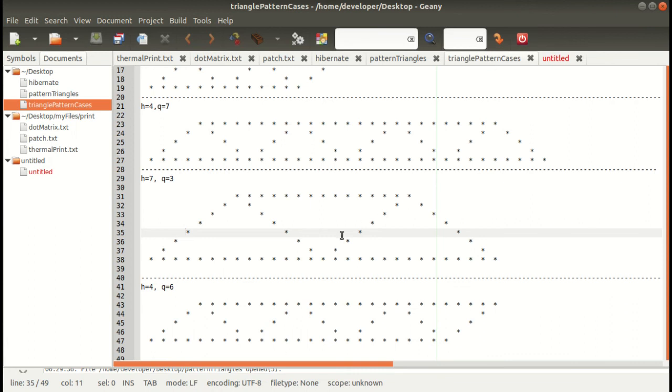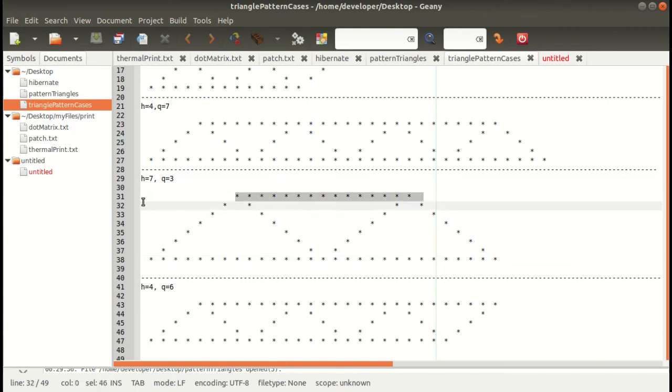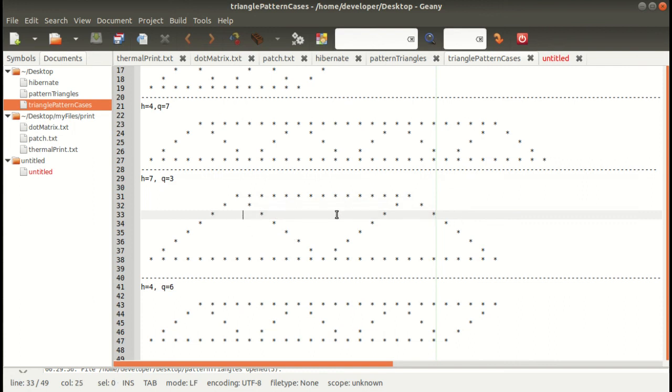Fine. We are done with the number of stars in the first line, the number of stars in the baseline, and the number of spaces to print at every level before printing the first star. Now what is pending is how we will be printing the stars and the spaces between stars accordingly. Okay, let's see that now.